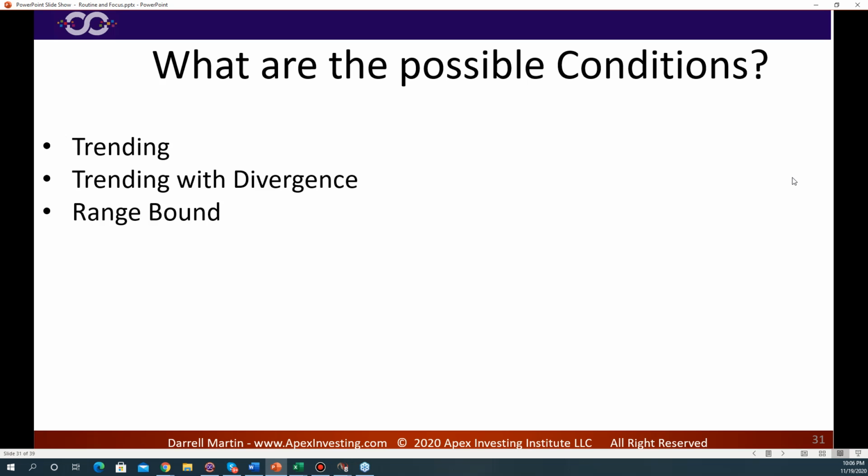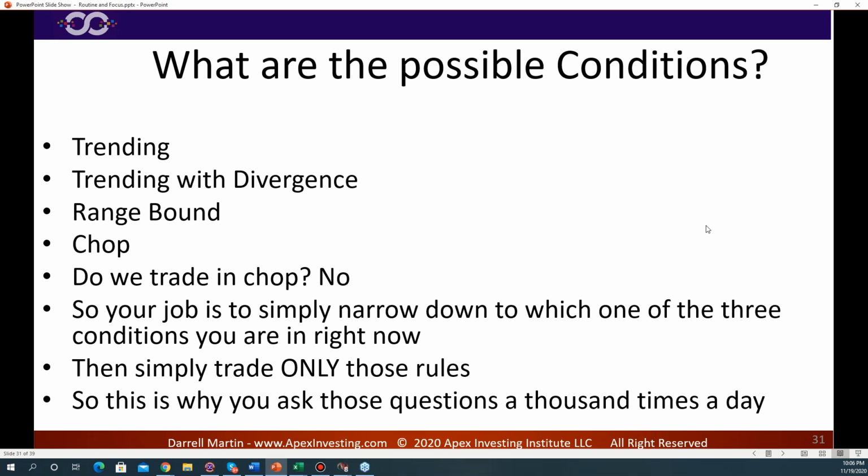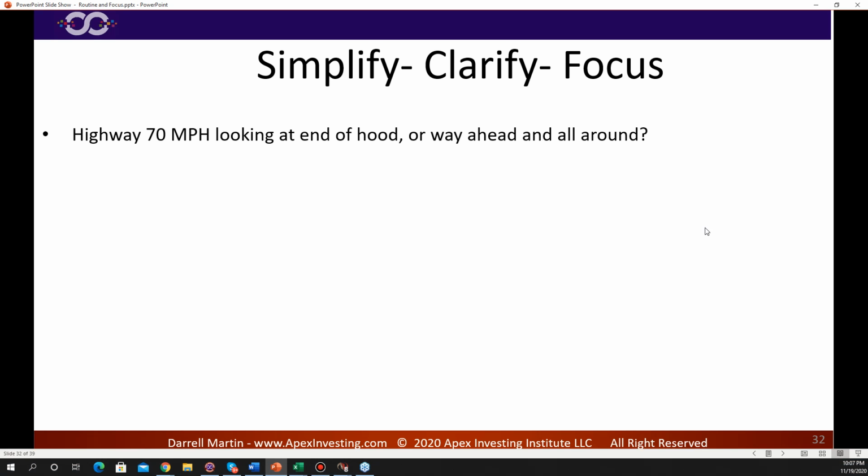What are your possible conditions? Trending, divergence, range bound, chop. Do we trade in chop? No. So you're really just looking to narrow down which of these three is the market doing right now. Trending, divergence, or range bound. And is there obstructions? That's all you're trying to do during that trading session of your second part-time job. And then apply the rules of what trades can apply there. So kind of simplify, clarify, and focus.